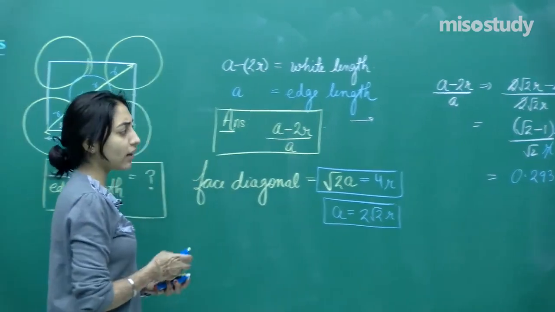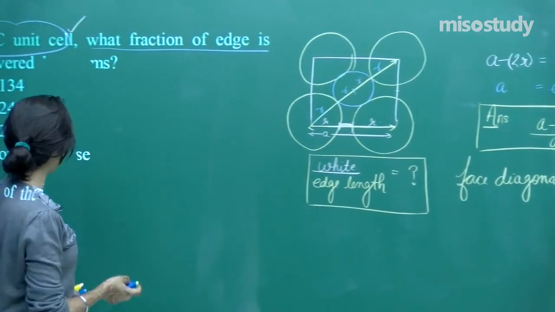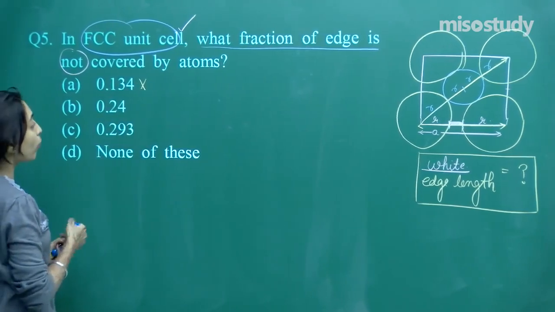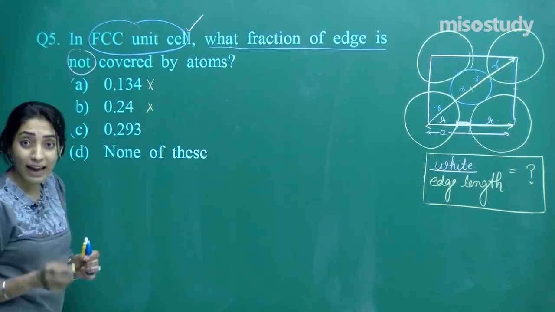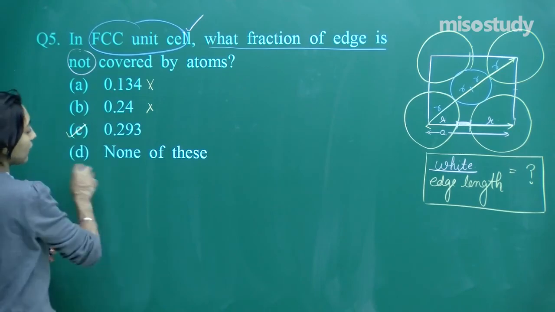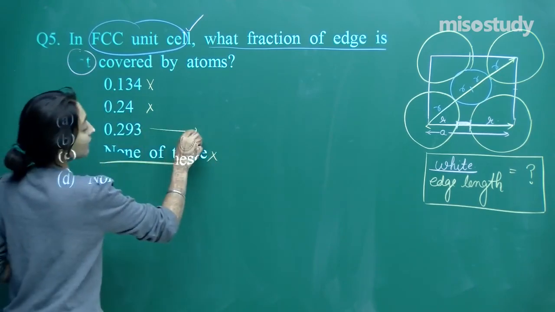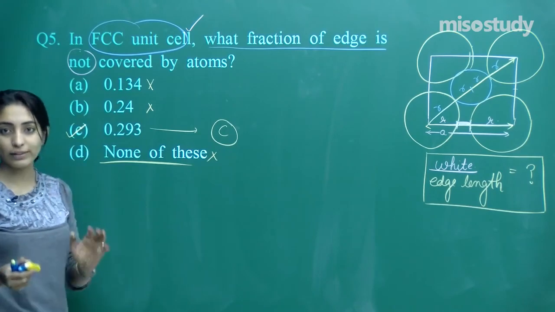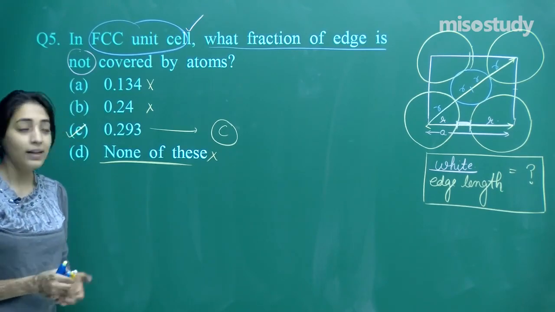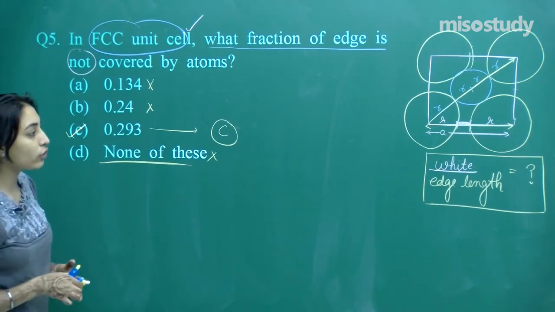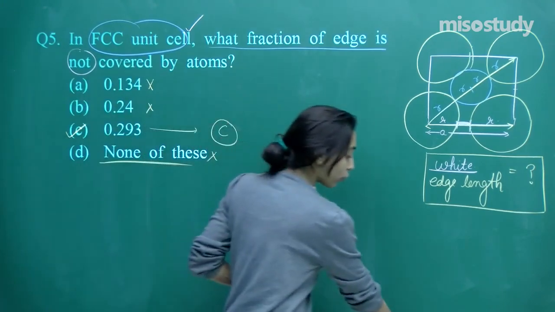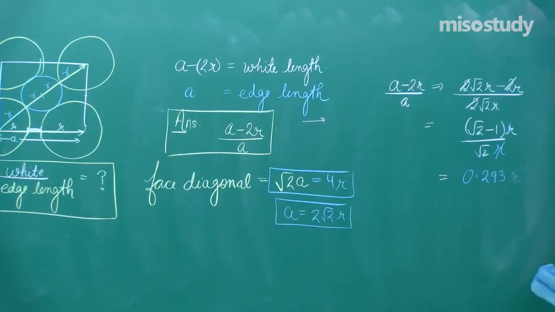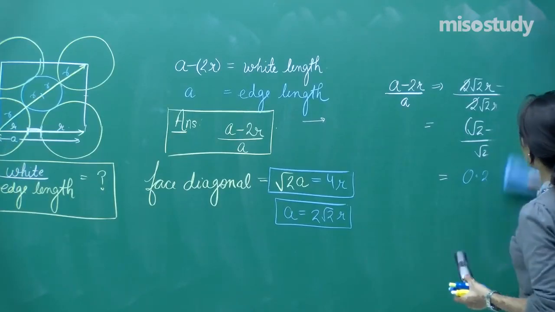Let's see if there is any such option in the question which is given to us. So we have 0.134, no. We have 0.24, no. We exactly have the option 0.293, and none of these, no. So we can simply say that option C is the correct option for this particular question as well. Right? Let us now move on to the next question, but before that I want to clear the board so you can note down the question. Note it down carefully.